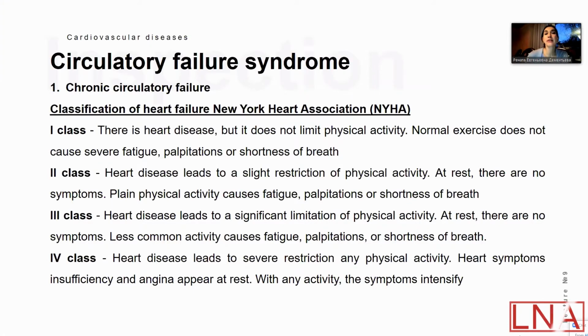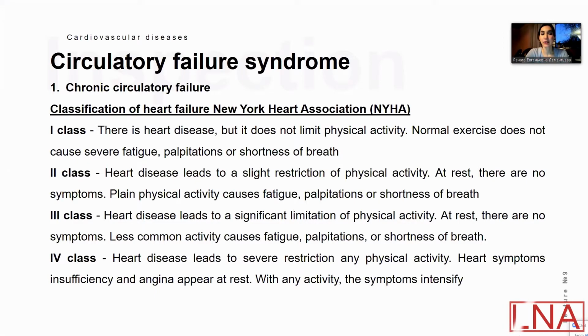About circulatory failure syndrome, chronic circulatory failure. Classification of heart failure by the New York Heart Association differentiates 4 classes of heart failure. First class: there is a heart disease, but it does not limit the physical activity of our patient, and normal exercise does not cause severe fatigue, palpitation, or shortness of breath in the patient.